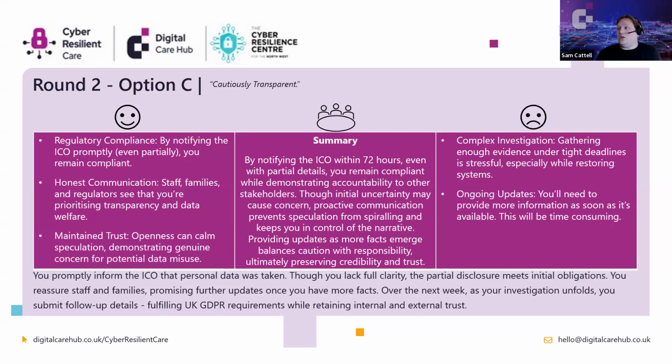If you notify the ICO within 72 hours, even with just partial details, you remain compliant while demonstrating accountability to other stakeholders. So initial uncertainty may cause concern. Proactive communication prevents speculation from spiraling and keeps you in control of the narrative. Providing updates as more facts emerge balances caution with responsibility, ultimately preserving credibility and trust.